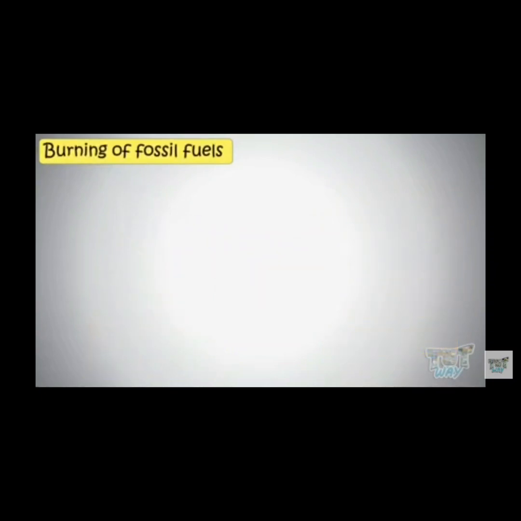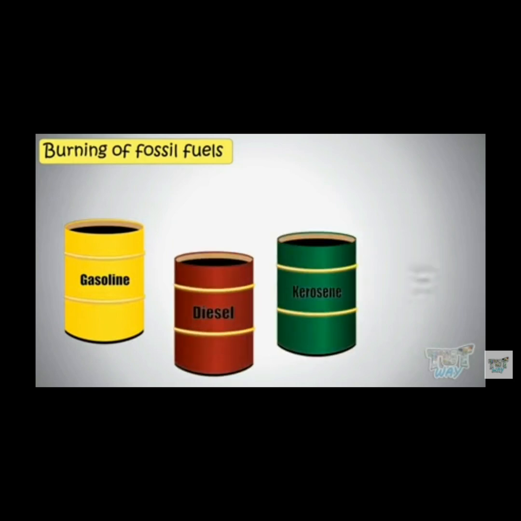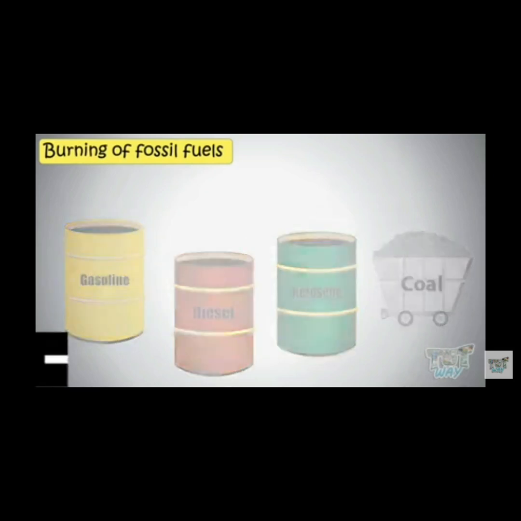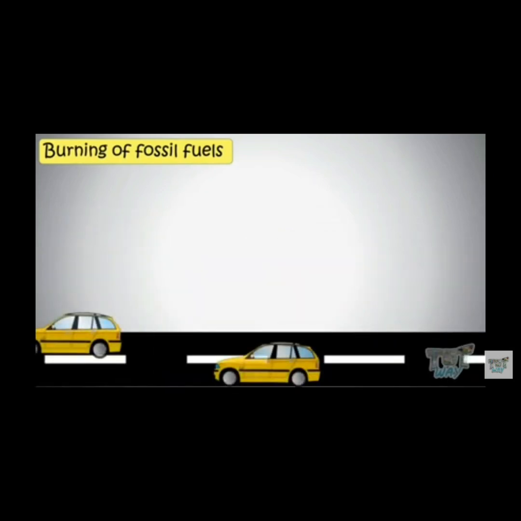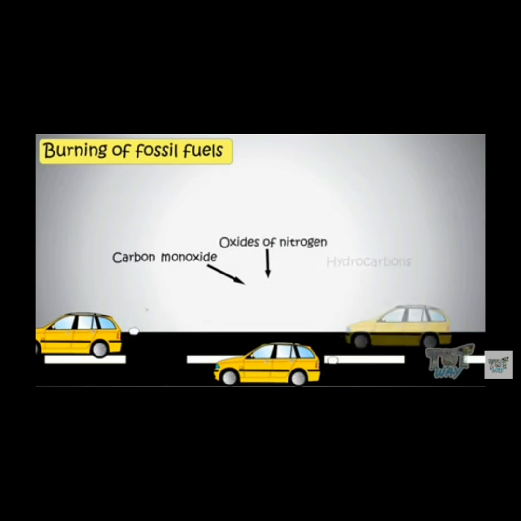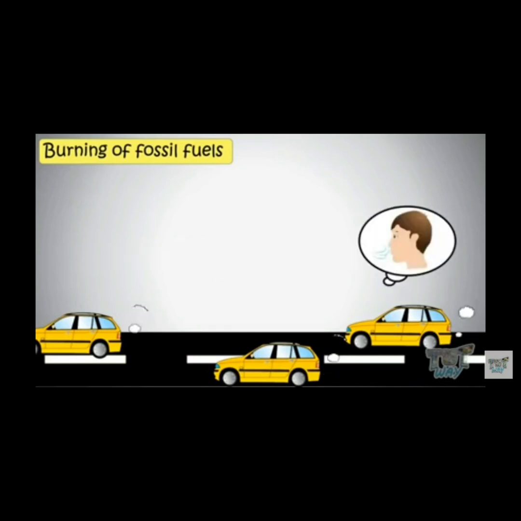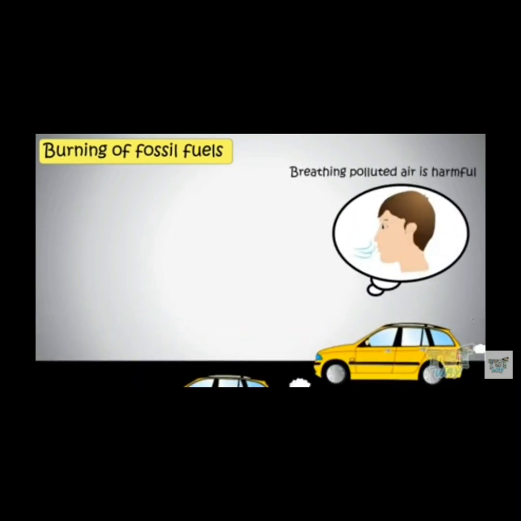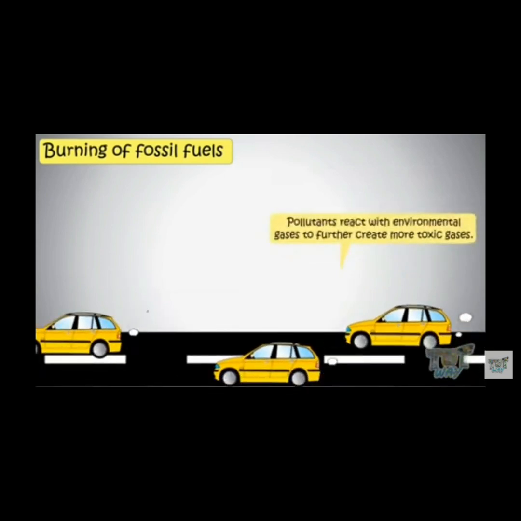Burning of fossil fuels. Fuels like gasoline, diesel, kerosene, coal are examples of fossil fuels. All vehicles use some fossil fuel, mainly gasoline, for running and emit a lot of smoke that contains a lot of pollutants like carbon monoxide, oxides of nitrogen, hydrocarbons, and particulates. On their own, they cause great harm to people who breathe them, and additionally, they react with the environmental gases to create further toxic gases.